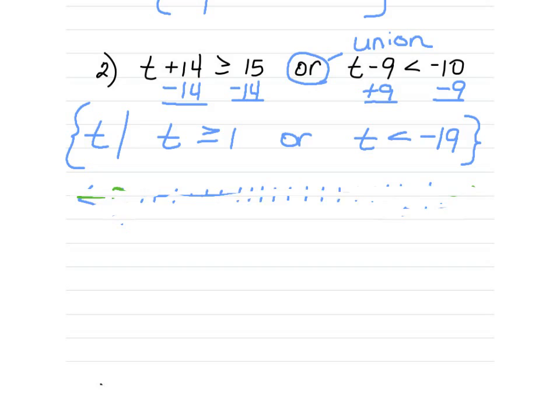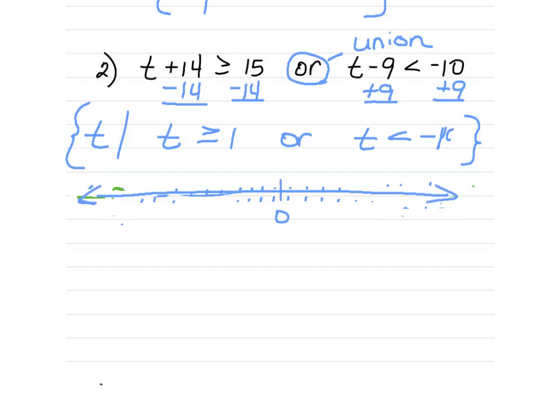Hey, I just realized the mistake that I made, and I know it's because it's kind of late. But let me fix this. I had to add 9, so there we go. T is less than negative 1. Okay, that's better.